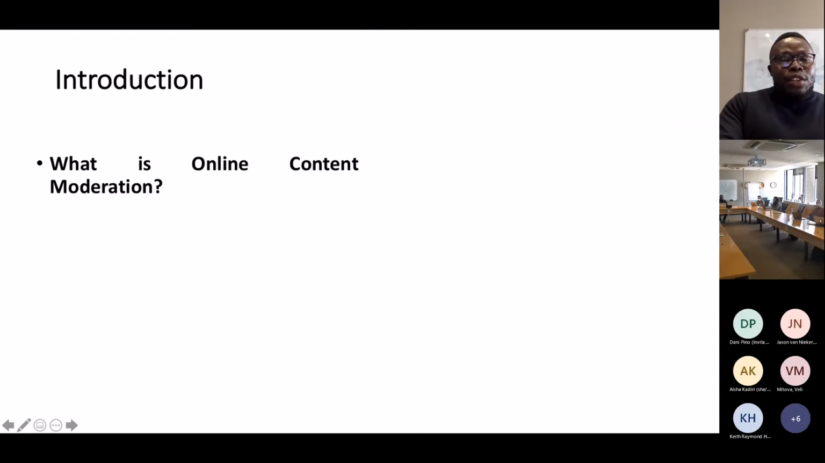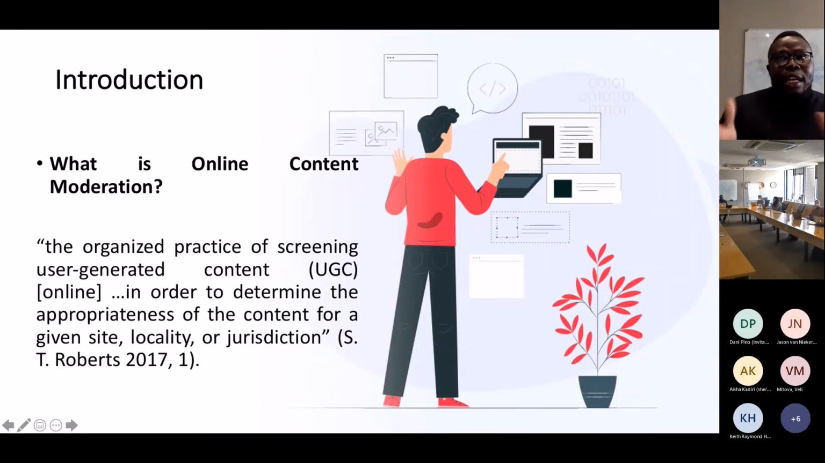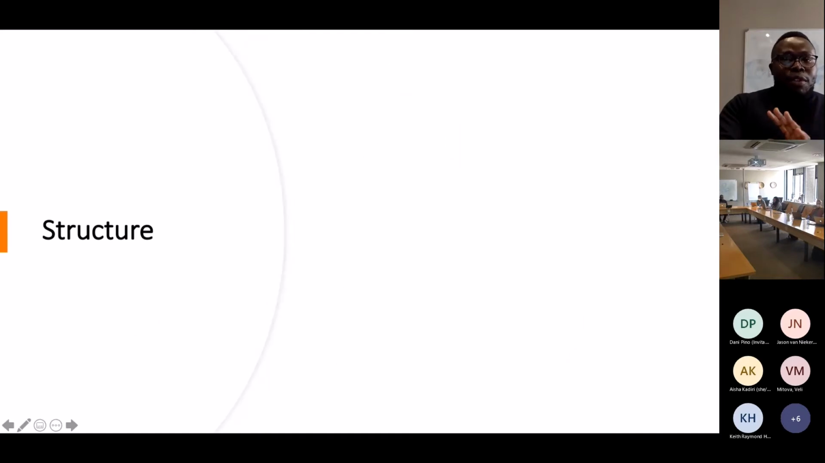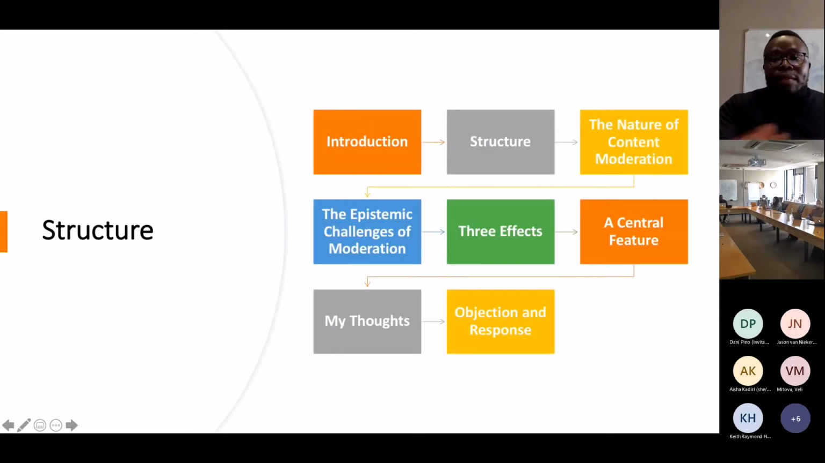Just the definition of moderation that's used throughout, so we have just this general idea from Sarah Roberts, is as the organized practice of screening user-generated content online in order to determine the appropriateness of the content for a given site, locality, or jurisdiction. Now, for the rest of the talk, building on some of the points that Daniel has made and some of the initial discussions we had earlier, I'll focus on two aspects of the chapter, and those would be the nature of content moderation and the epistemic challenges of content moderation.